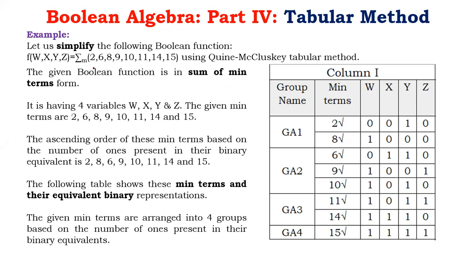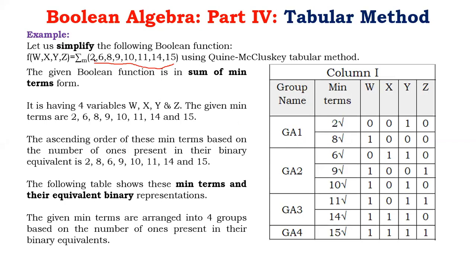Suppose this is an example: summation of m 2, 6, 8, 10, 11, 14 and 15. Now the step 1. These are the min terms. Depending upon the number of ones in the binary form of the min term, I make the groups.